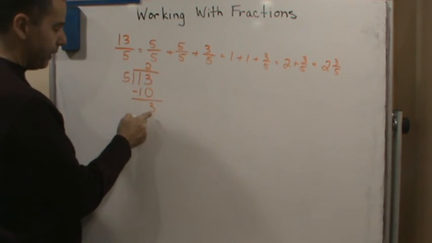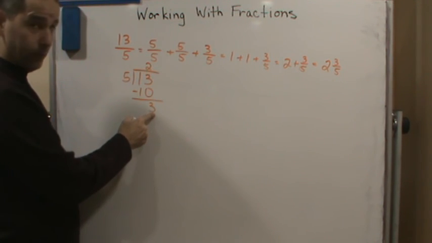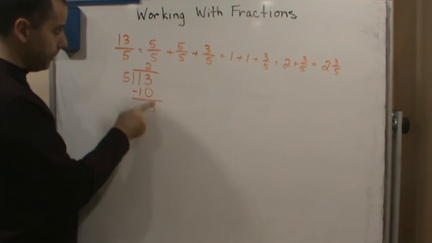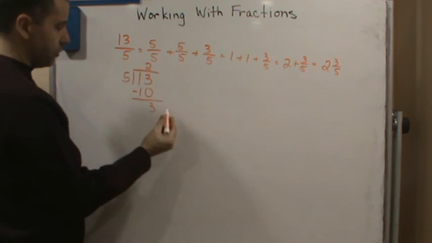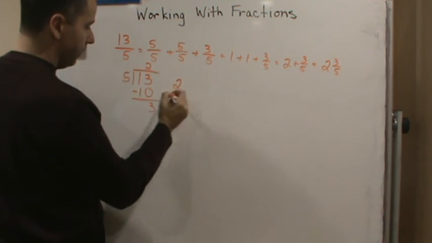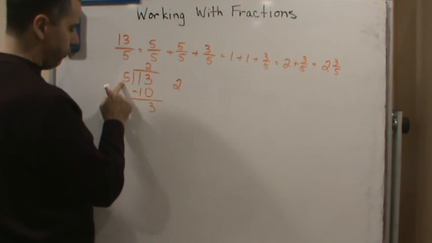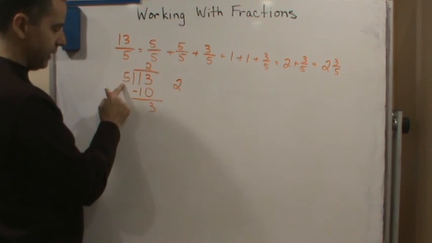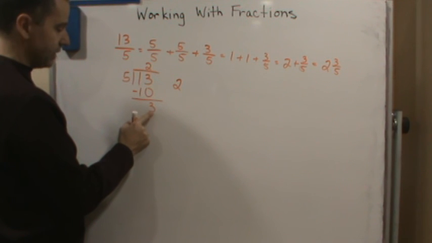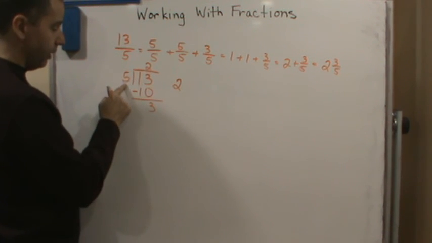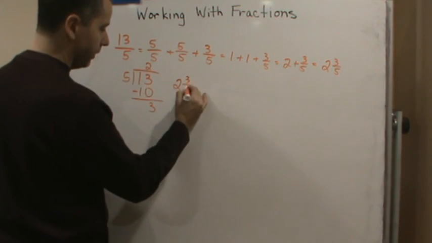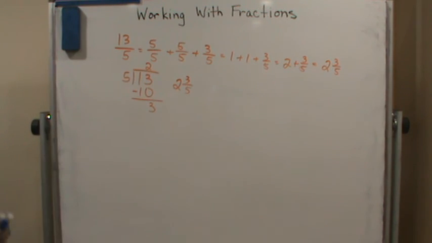What happens? Well, what does that 3 represent? Well, what do we have left over? 3 what? 3/5. So we take the 2 and we put it with 3 over the divisor. This is the divisor. So we have a remainder of 3, but what is the 3? 3 what? 3/5. And that's how we do it.